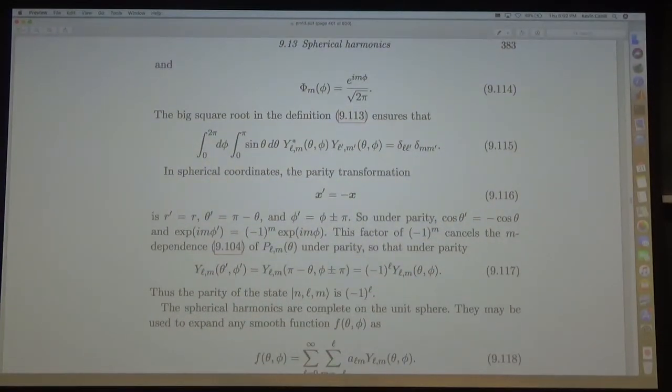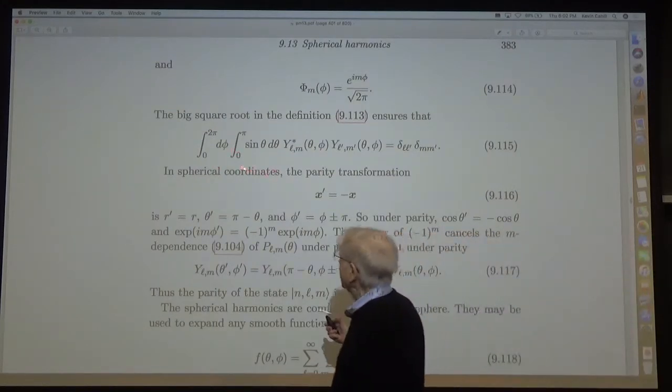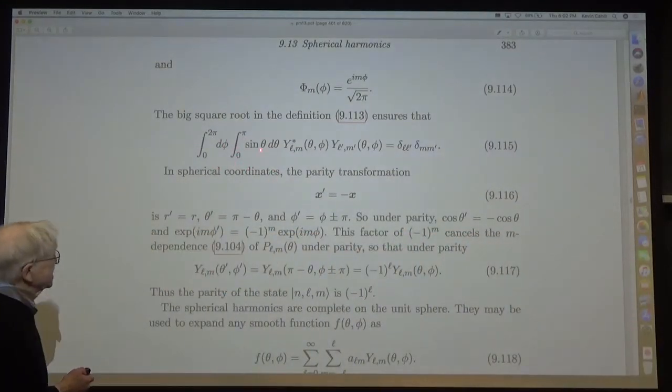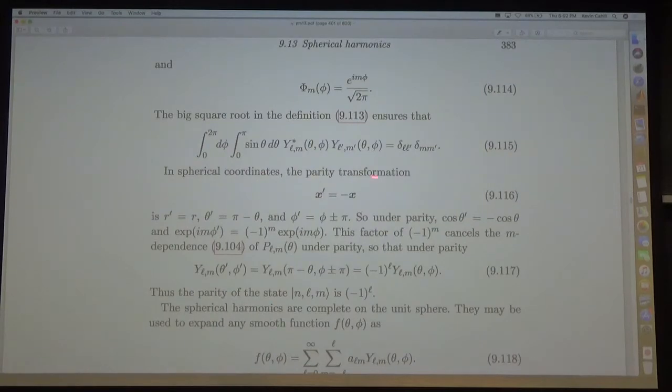Here the phis are written so as to be orthonormal on the interval 0 to 2 pi. And the big square root in that definition of the spherical harmonic makes the spherical harmonics orthonormal when integrated over the sphere. And the element of area on the unit sphere is d phi times sine theta d theta. And so that's the orthonormality equation.